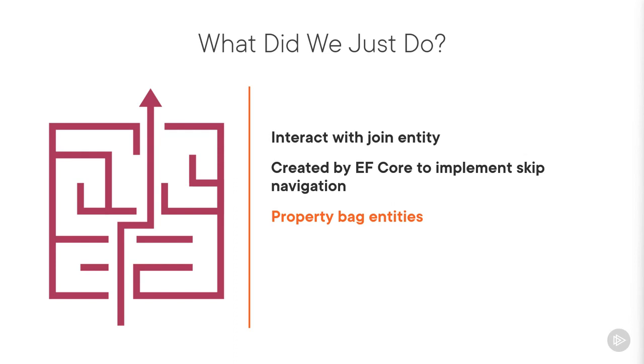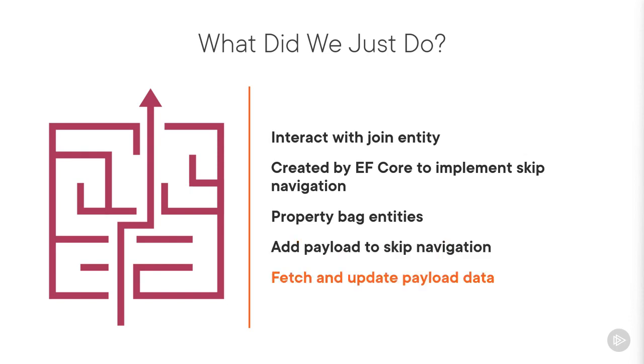So after having seen how we can interact with the join entity that EF Core has created for us, we saw how we could create an explicit join entity class and use that to add payload data to our skip navigation. This enabled us to fix the problem that we had with our relationship between orders and items, and we saw how we could both fetch and update the payload data stored in the individual instances of our join entity.